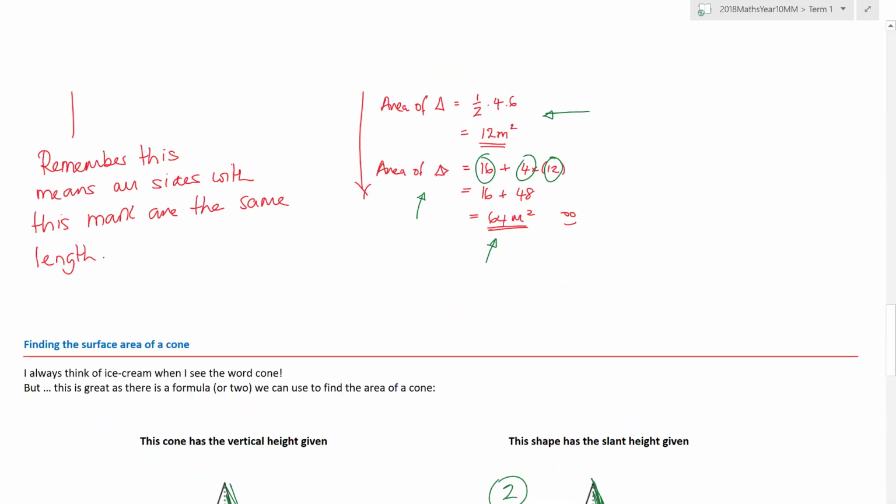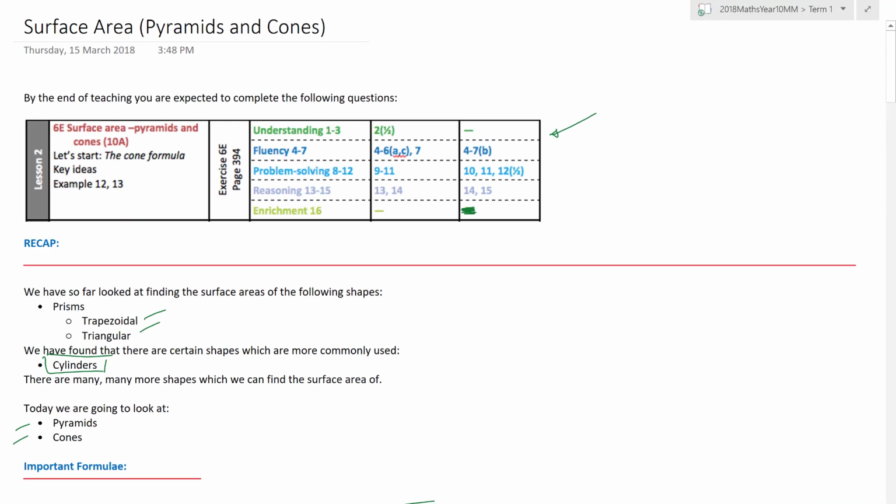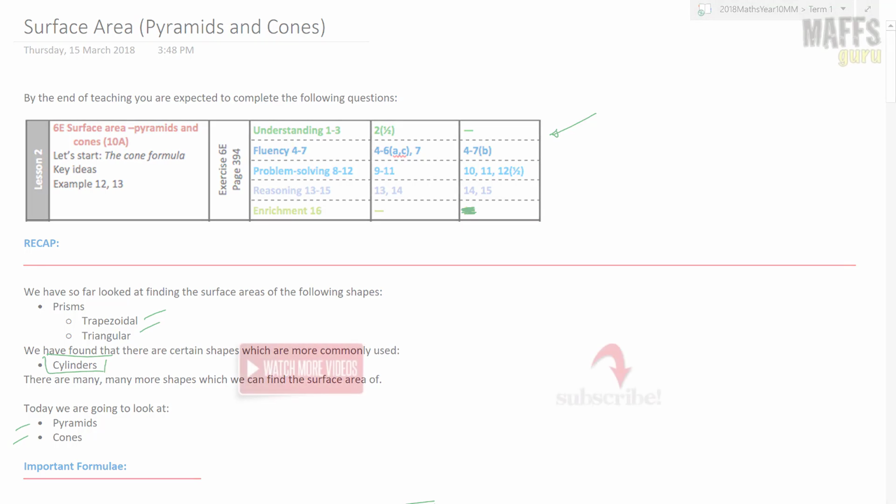All right, that, ladies and gentlemen, is the end of surface area of pyramids and cones. Hopefully you've enjoyed that, and hopefully it's made some sense. Look, it's a much shorter lesson than the last 2, so I look forward to seeing you next time.